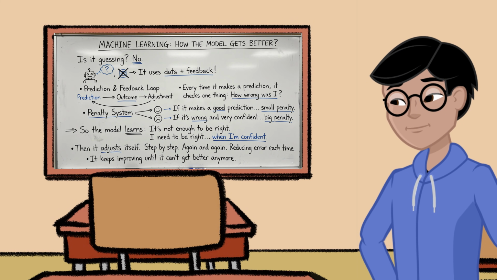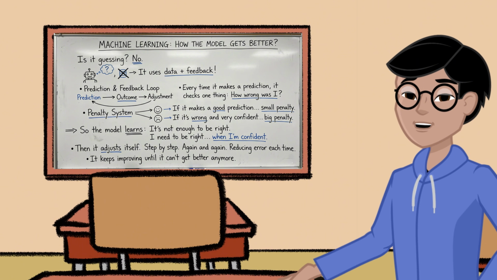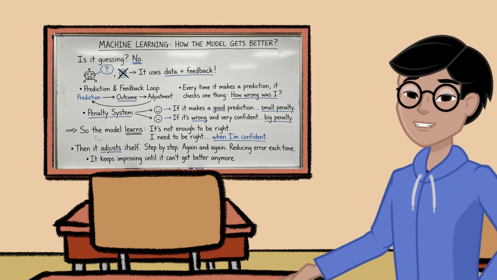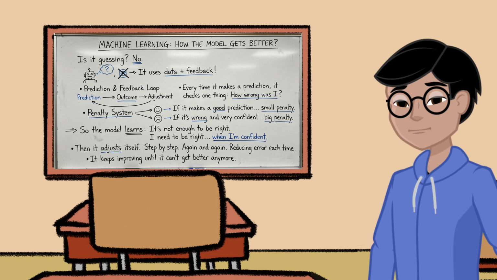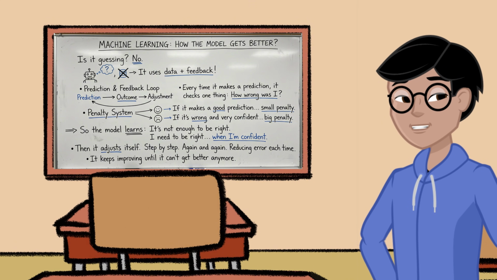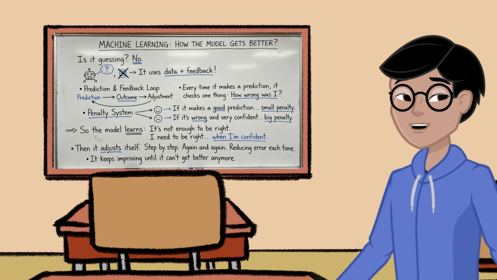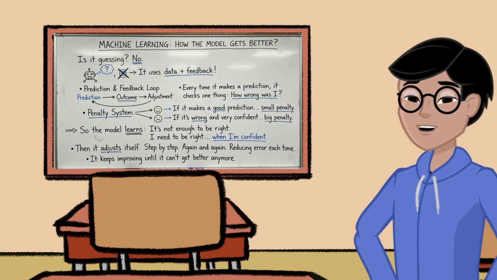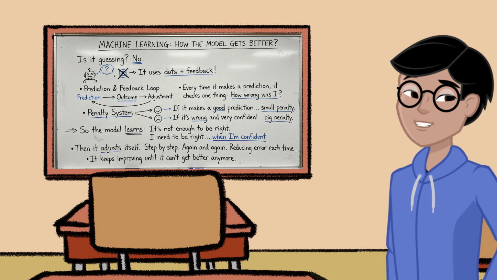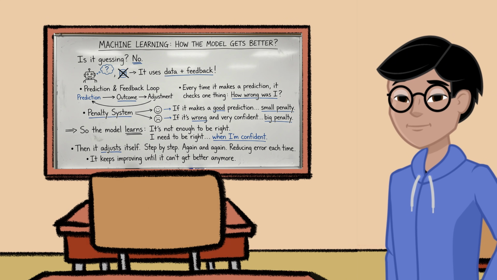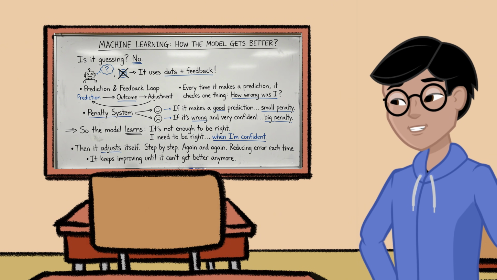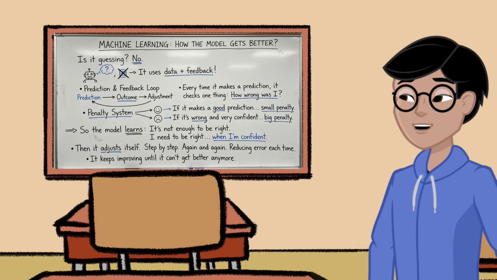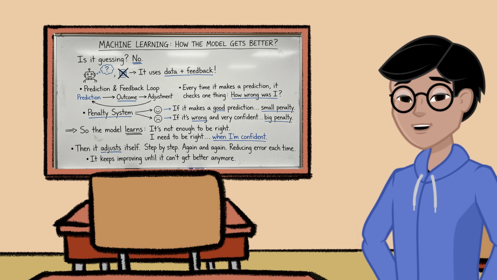Now the real question. How does the model get better? Is it guessing? No. Every time it makes a prediction, it checks one thing. How wrong was I? If it makes a good prediction, small penalty. If it's wrong, and very confident, big penalty. So the model learns something critical. It's not enough to be right. I need to be right when I'm confident. Then it adjusts itself. Step by step. Again and again. Reducing error each time. It keeps improving until it can't get better anymore.